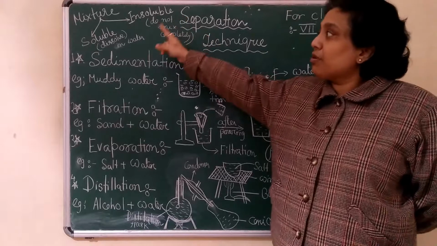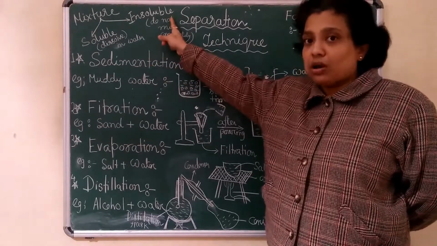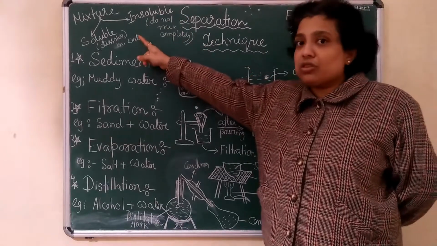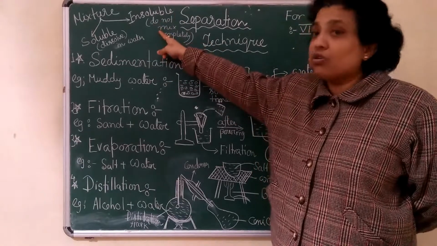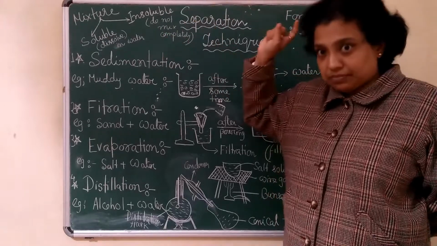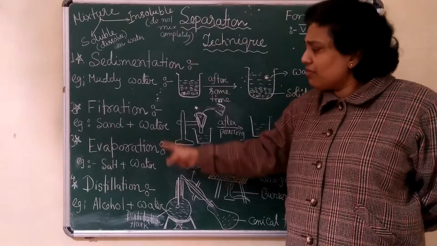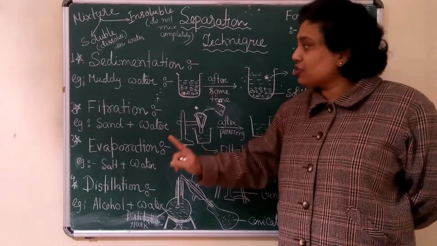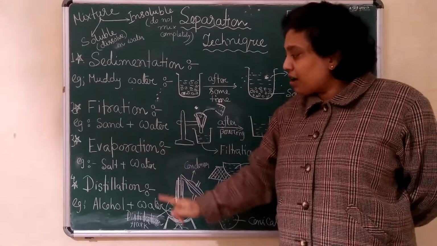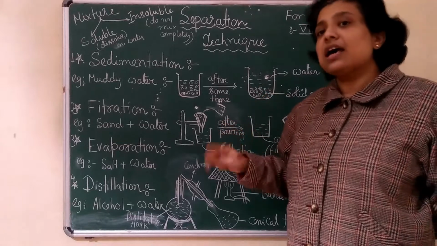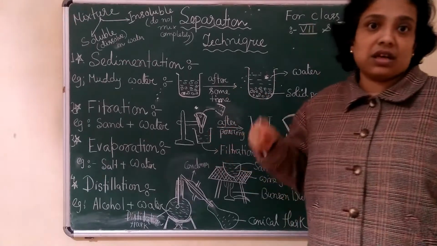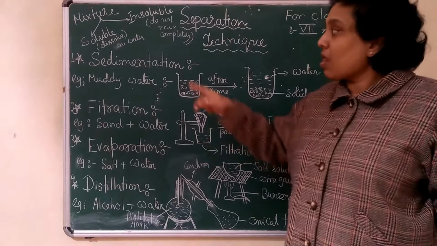So there are two types of mixture: soluble mixture, insoluble mixture. What is soluble mixture? Which will dissolve in water. What is insoluble mixture? Which will not mix together completely. Now I have written some processes like sedimentation, filtration, evaporation and distillation. First four topics I will discuss, and then again I will discuss the remaining processes.